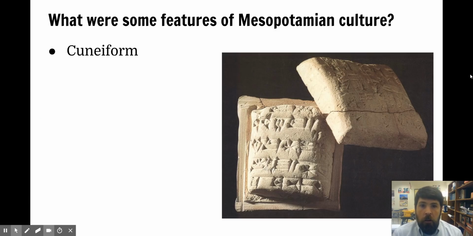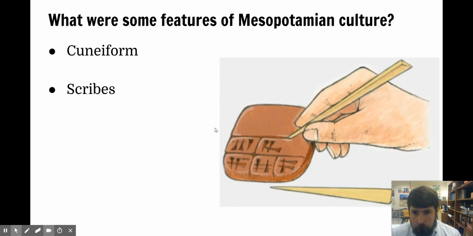Another important feature of Mesopotamian civilization is writing. And in ancient Mesopotamia, this takes the form of cuneiform. Cuneiform is pictured here. It was invented in ancient Sumer, which was a collection of independent city-states in Mesopotamia. The only people who knew how to write cuneiform in ancient Sumer were called scribes. Cuneiform was incredibly complicated. There were many different symbols that represented different words. It wasn't like today where we have an alphabet and you can assemble characters in different ways to make words.